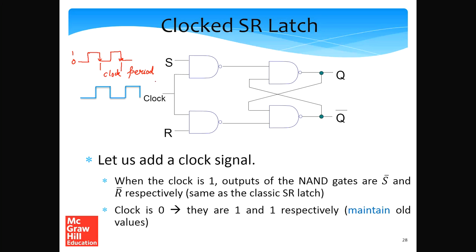Right? So this time can be 2 nanoseconds, 5 nanoseconds, and so on. And the number of clock periods, 1 divided by the clock period, which is the number of clock periods you have per second, is known as the frequency. So let me call this the frequency.